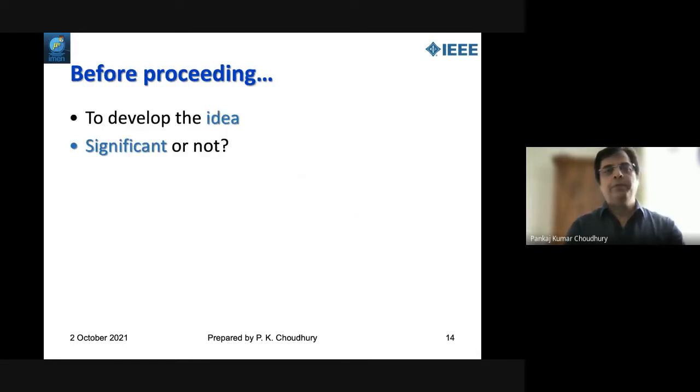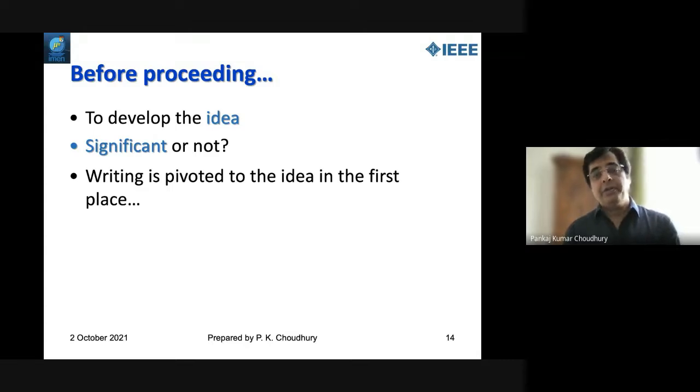Okay, so before proceeding, one has to have the thing that I stated and develop the idea. For writing a research paper, one must have some sort of fantastic idea. Now, it may even be significant or it may even be insignificant, very simple. To begin with, one may go ahead even if the ideas are not of enough significance. When you start writing, the idea in fact develops gradually. It starts becoming more and more interesting and challenging than what you had thought in mind earlier. So writing is basically pivoted to the idea in the first place.